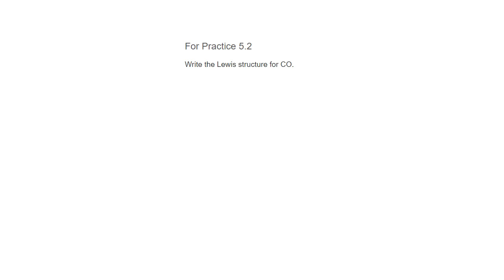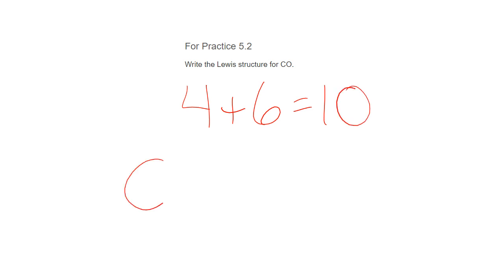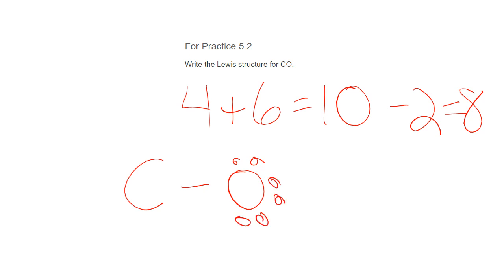So CO: carbon has 4, oxygen has 6, that's 10. Let's just bond the 2 using 2 electrons. Minus 2, we got 8. Make outside atom happy first. So I would pick one atom to make happy. We got 2, make other atom happy. Minus 2, we got 0 left.